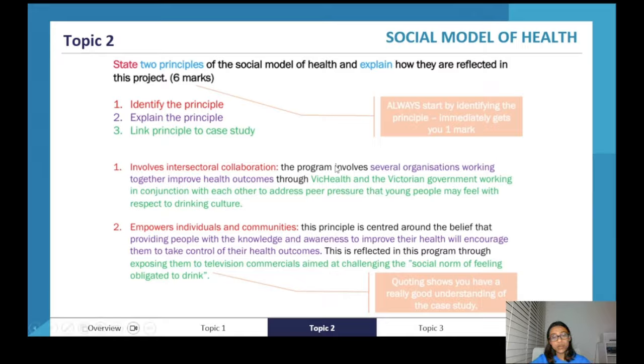So to make it really fleshed out as a response, you can do government and non-government sectors collaborating together, because that really shows intersectoral collaboration, not just the public sector, but also the private businesses, non-government businesses, all collaborating together.